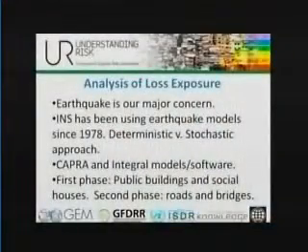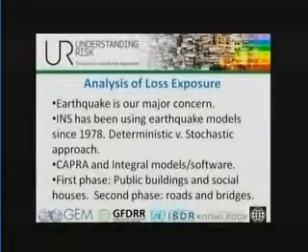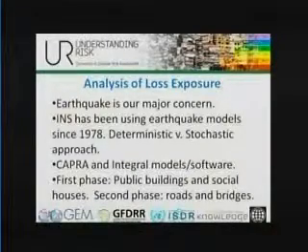In the case of Costa Rica, earthquake is our major concern from all the parties, at least for this analysis. So we concentrate on this peril. And at the INS, we have been using earthquake models since 1978. Of course, deterministic in earlier stages, and now we use a stochastic approach. We use both CAPRA and Integral, which is another Colombian modeling company, for the models and the software. We have finished a first phase which incorporated public buildings and social houses. And as a second phase, we are going to integrate roads and bridges, so that at least a big part of our economy is insured.